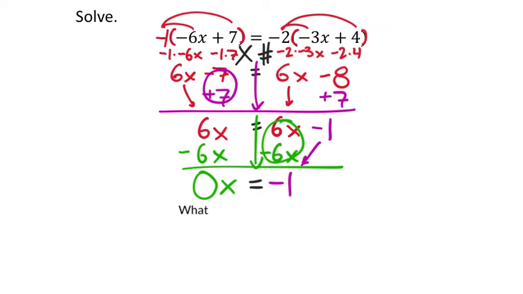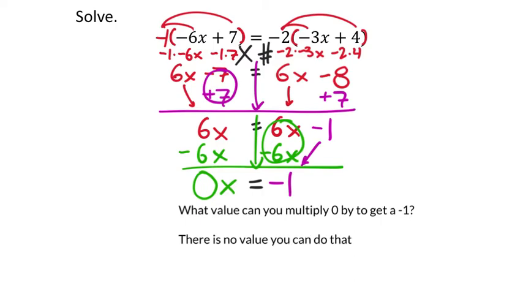But again, it becomes an equation. What value can you multiply 0 by to get a -1? Well, there is no value you can do that with. So what I'm trying to say here is that this one has no solutions.